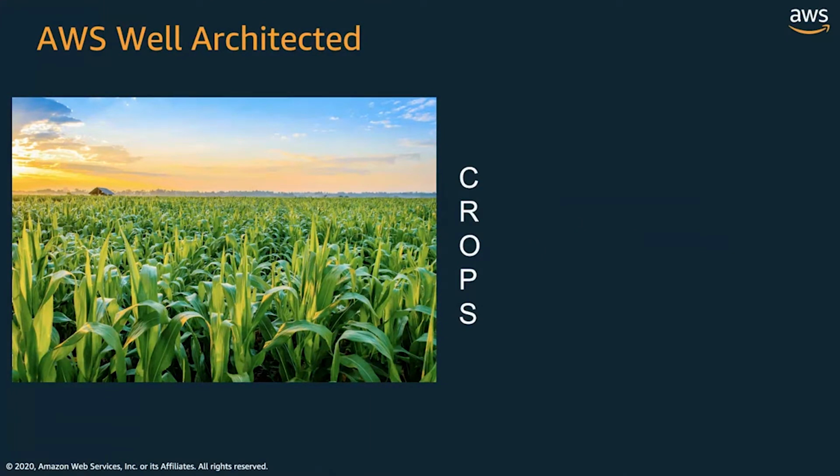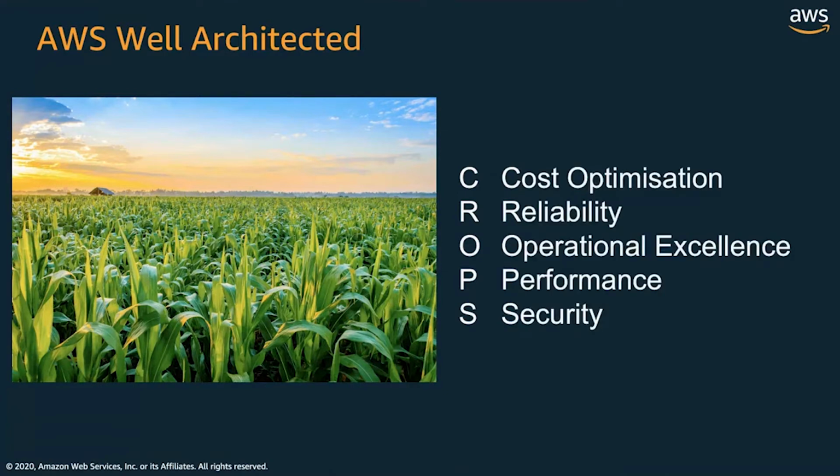CROPS is my way of remembering the 5 pillars of the well-architected review. A well-architected review is a review conducted by AWS solutions architects with our customers on an ongoing basis. You can access it via your console. If you go into the AWS console and type well-architected, you will see the well-architected review process with all of the questions, and the questions fall into these 5 pillars: cost optimization, reliability, operational excellence, performance, and security.